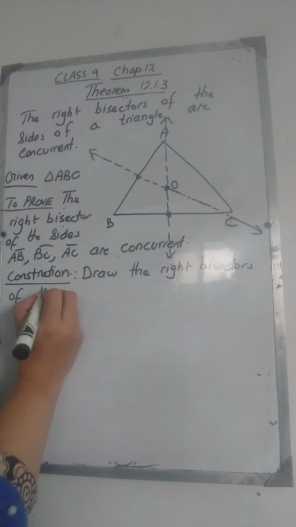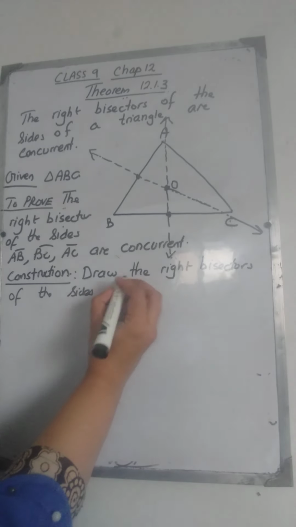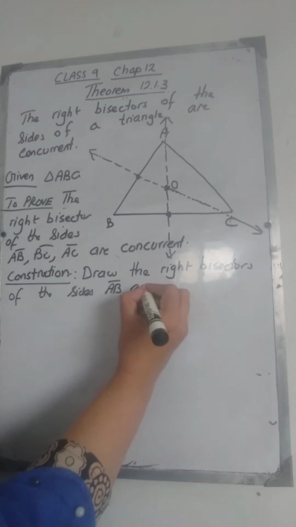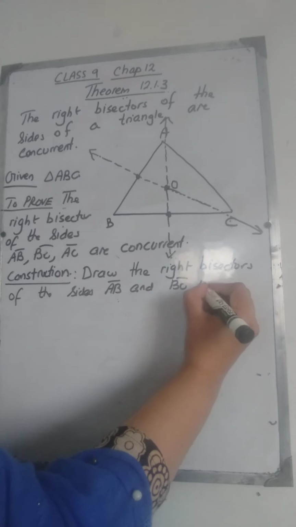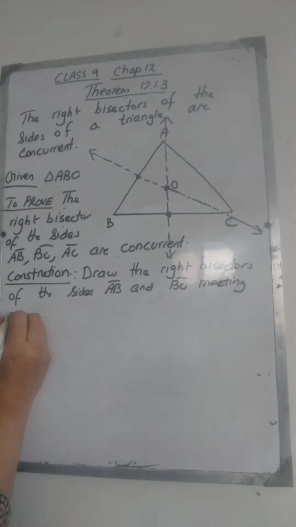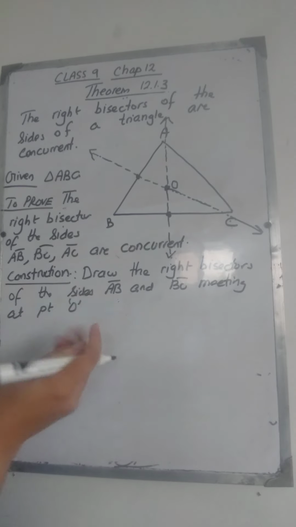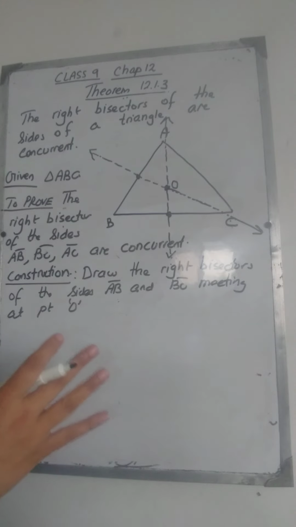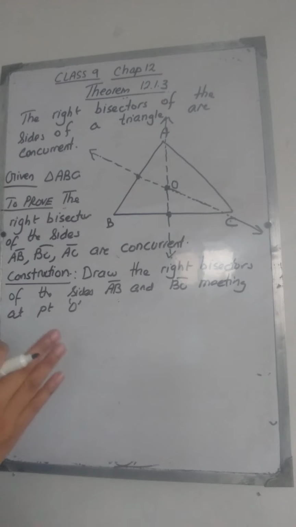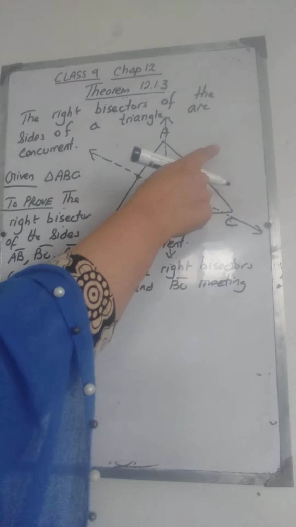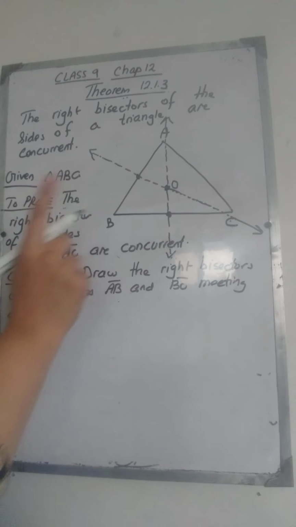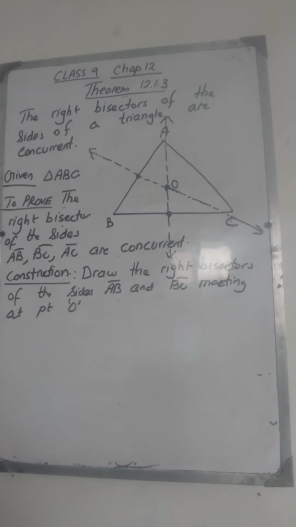So in construction we have to draw two right bisectors of the sides AB and BC, which will meet at point O. That is, O will be the point of intersection of these two bisectors. Now what we need to prove is that the third bisector is also concurrent to these two lines. We have to prove that O is the point of intersection of the third bisector with these two bisectors. Or in other words, we just need to prove that the third bisector, if we draw it, will also pass through O.